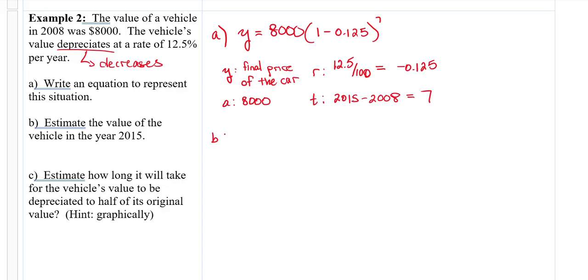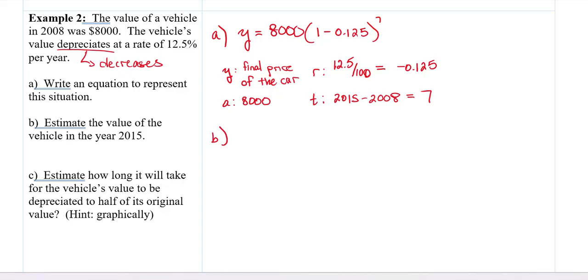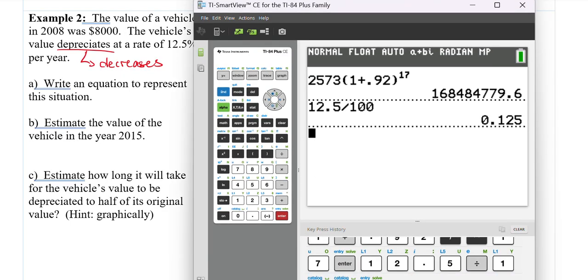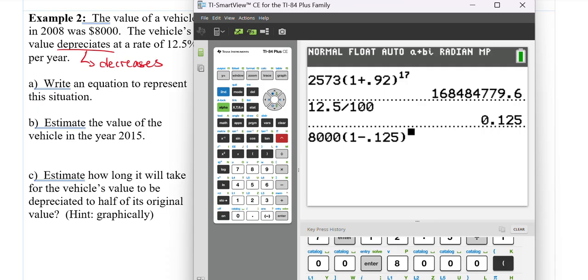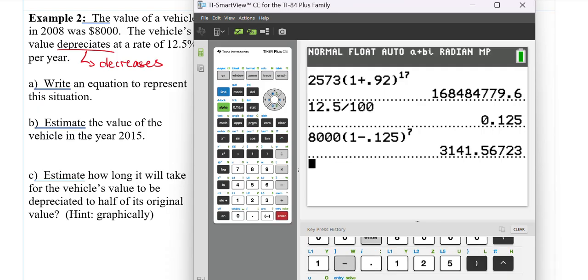So for part B, we're going to take that formula, solve it, and get our answer. So here's part B. This is where you use your calculator. So that would be 8,000, 1 minus 0.125, raised to the 7th. So as you can see, exponential decay is no joke. It will go down in value quite a lot, and this is true for a car. So if you bought a car at $8,000, it's probably going to be worth about $3,000 in only 7 years.